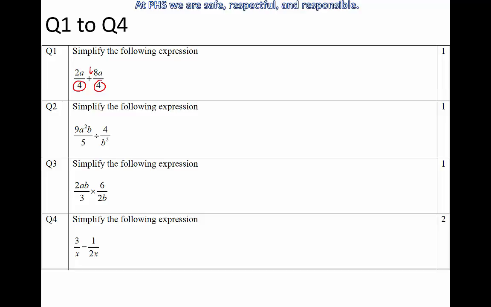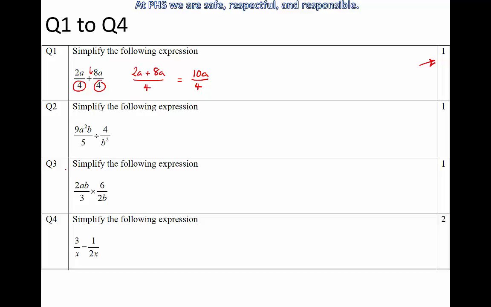If I had 1/4 plus 2/4, I get 3/4, and I can do that because the fractions are the same type. So we're going to apply the same thing here. We've got 2a on 4 plus 8a on 4, so we're going to end up with 2a plus 8a over 4. That's going to give us 10a on 4, and that was 1 mark.